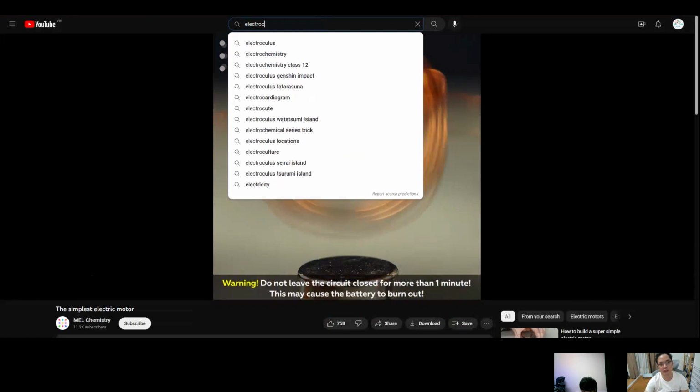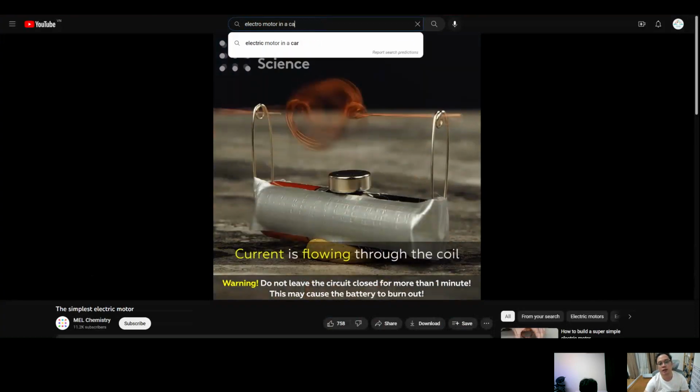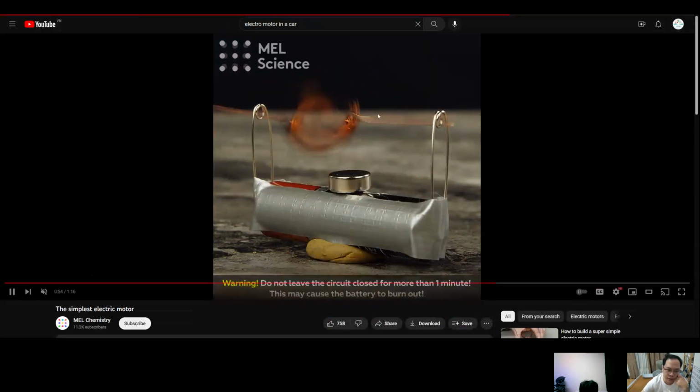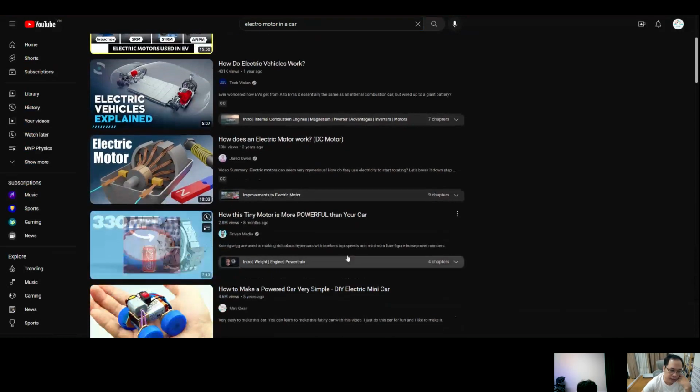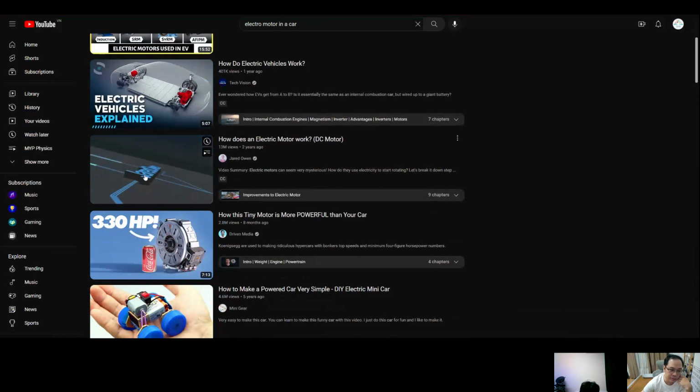The electric motor in a car is of course a lot more complicated, but the principle is like this. It takes about 10 minutes, so I will send the link so that you can see it later.